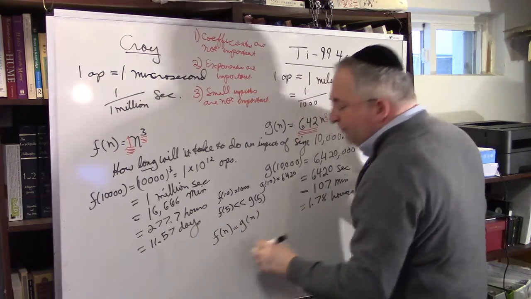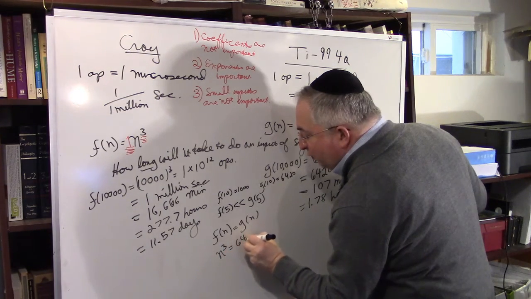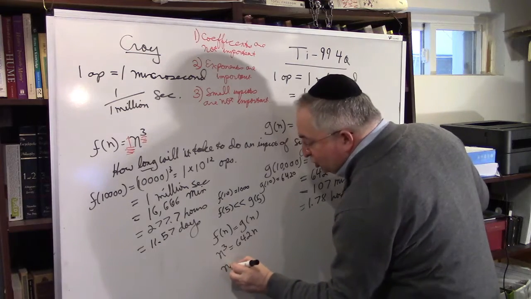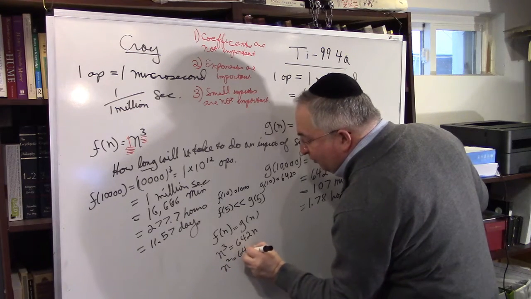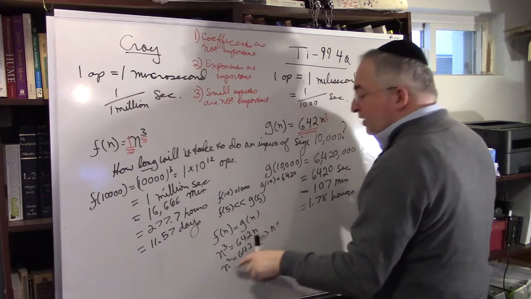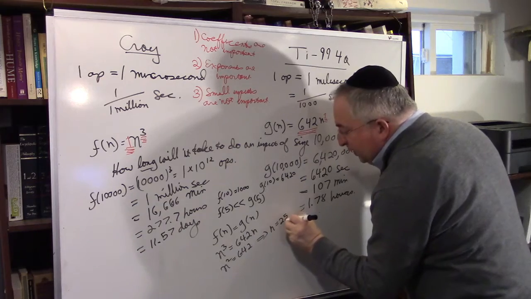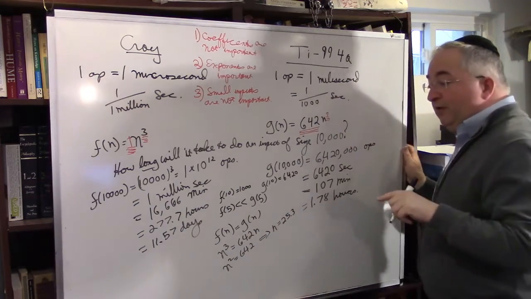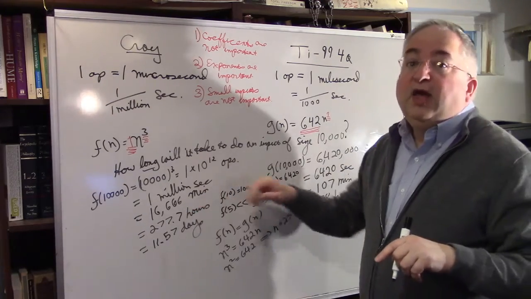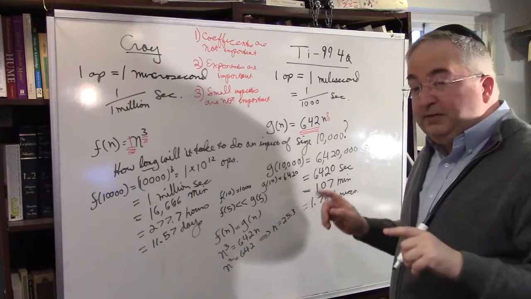Let's just solve. We're going to get n to the third is equal to 642n. Divide both sides by n. You get n squared is equal to 642. And that implies that n is equal to, take the square root of both sides, 25.3. So the number of operations is equal over here and over here if you have 25.3. Now that still doesn't make it better.